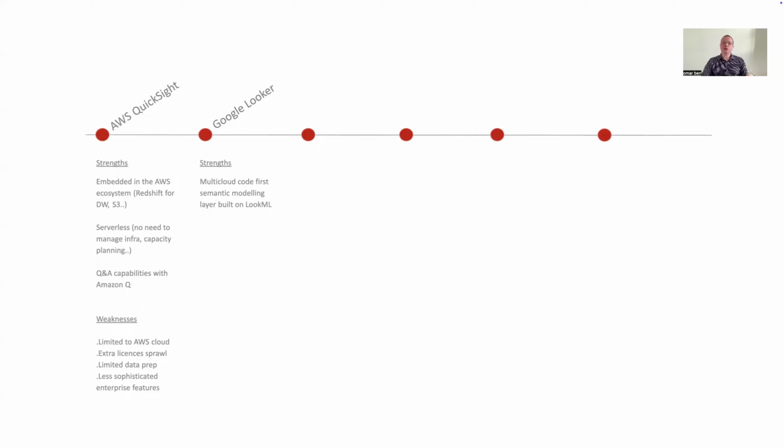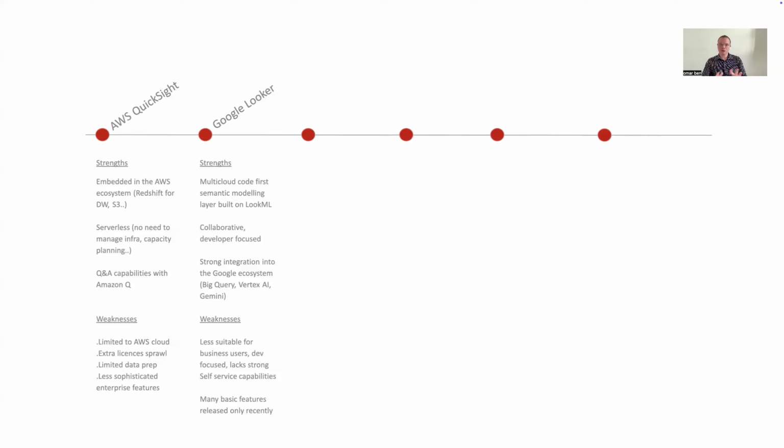So the strength of the solution is that it's a multi-cloud code-first modeling layer built on LookML. It's collaborative, developer-focused, with strong integration into the Google ecosystem with BigQuery for data warehousing, Vertex AI for building machine learning models, Gemini for large language models. But the weaknesses are this is less suitable for business users as there's a learning curve with using the code-first semantic modeling layer. And also it lacks strong self-service capabilities with many basic features that have been released only recently.